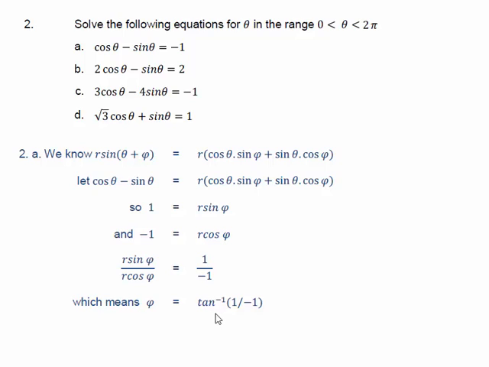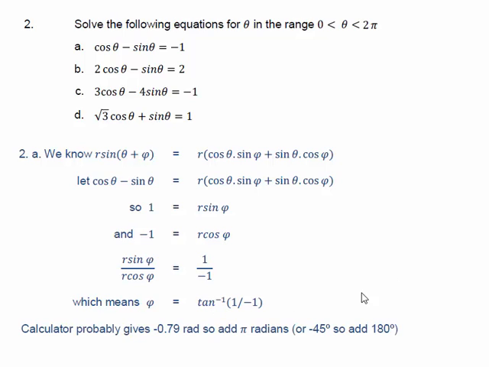If you put this value into your calculator, you'll get minus 0.79, or minus 45. The reason for that is that the calculator can't differentiate between minus 1 over 1 and 1 over minus 1. So knowing where the angle is, we're going to add pi radians, or 180 degrees, which gives us the angle there of 2.36 radians.